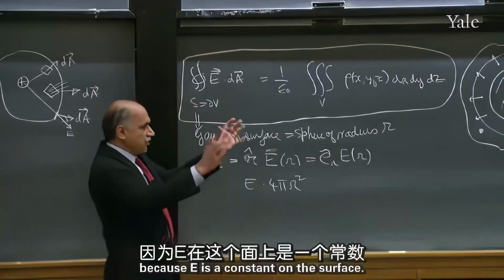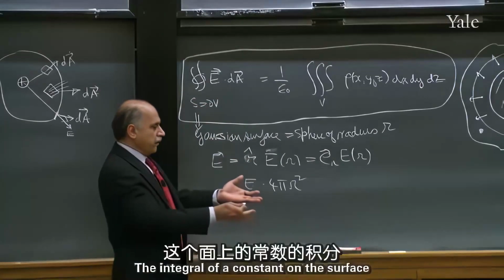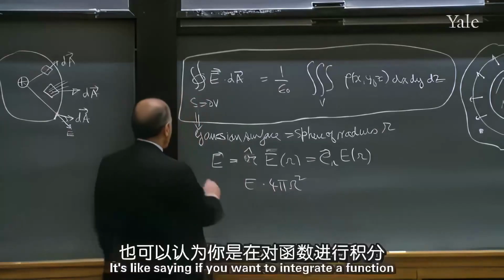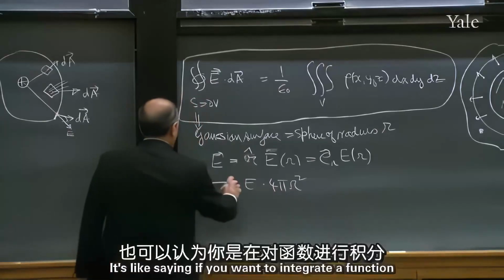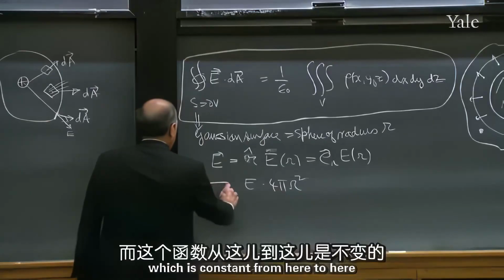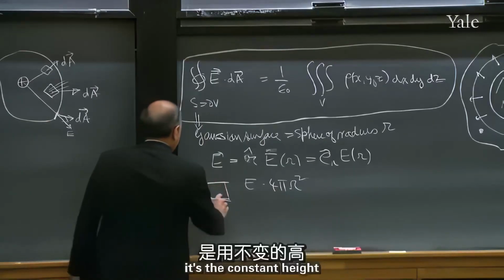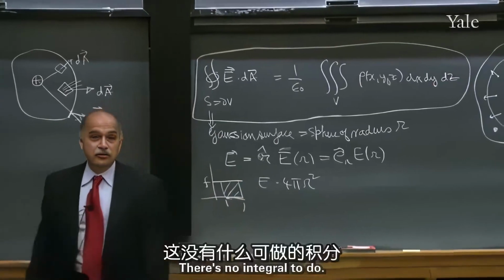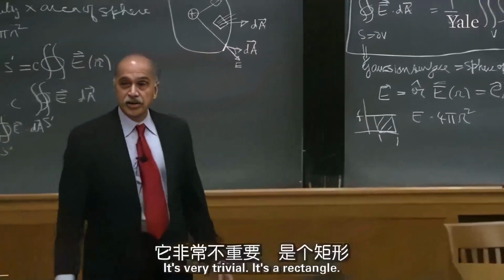Because E is a constant on the surface, the integral of a constant on the surface is the constant times the area of the surface. It's like saying, if you want to integrate a function which is constant from here to here, it's the constant height multiplied by the interval over which you're integrating. There's no integral to do. It's very trivial. It's a rectangle.